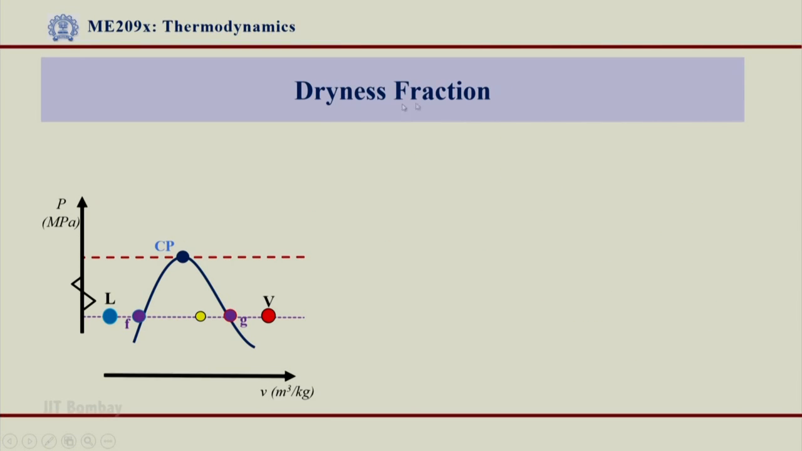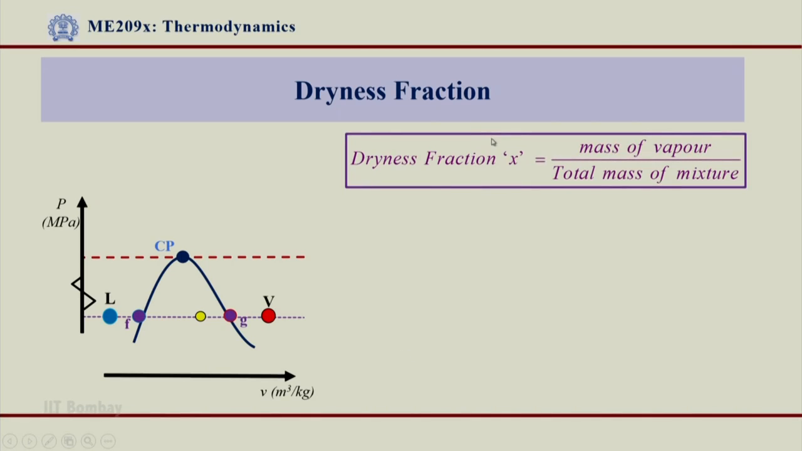Importantly now, we are going to talk about dryness fraction, or sometimes also it is called quality. Quality is also referred to as dryness fraction, and this dryness fraction is defined as X. What is this dryness fraction?